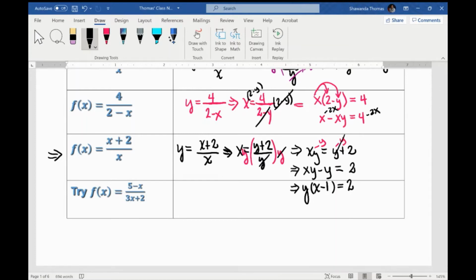All right. Now what? We're almost there. Divide by x minus 1. All right, that cancels. We have y equals 2 over x minus 1. And last step, we just change the notation to this inverse function notation.